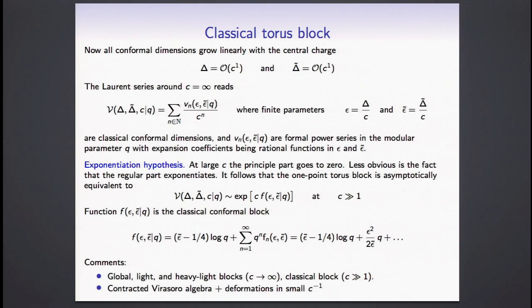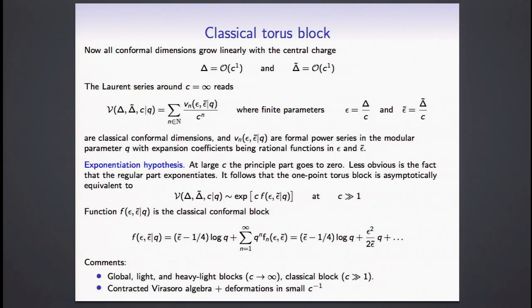And it follows that the one-point torus block is asymptotically equivalent to this expression at large C. And this function, which is called the classical conformal block, can be explicitly calculated up to high enough order. So the first coefficient is given here. In particular, we see that it has a pole with respect to the exchange dimension.